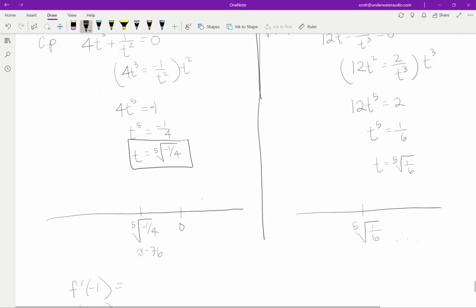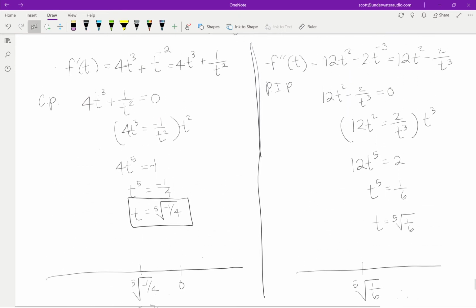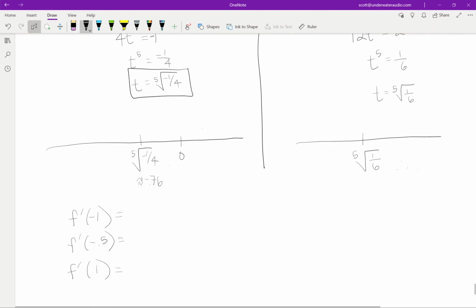This function, the derivative was 4t cubed plus 1 over t squared. 4t cubed plus 1 over t squared. All right, but I am plugging in for all of those t's about negative 0.76. Oh, no, my bad. Negative 1. So actually, I think I can do some mental math here.